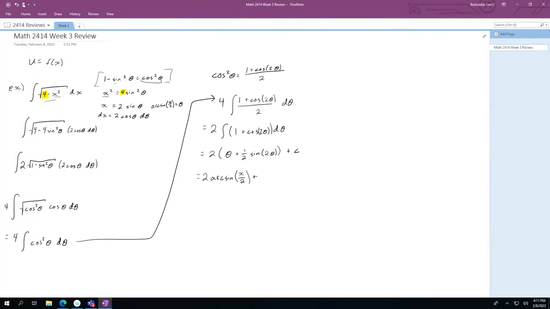and in this case, I don't ever want to leave arc sines inside of trig functions. So in this case, I'm actually going to replace my sine 2 theta with 2 sine theta cosine theta. So 2 times 1/2 cancels. And now I can actually go ahead and plug in my theta.